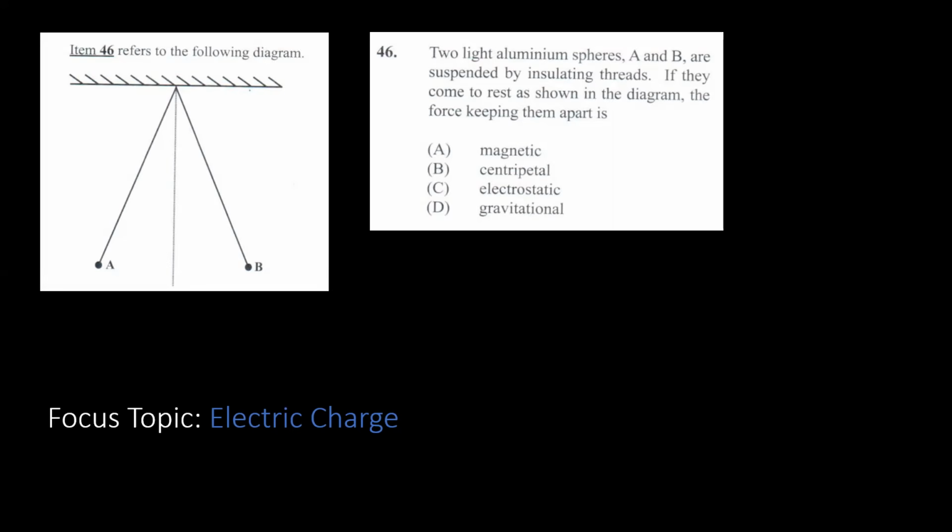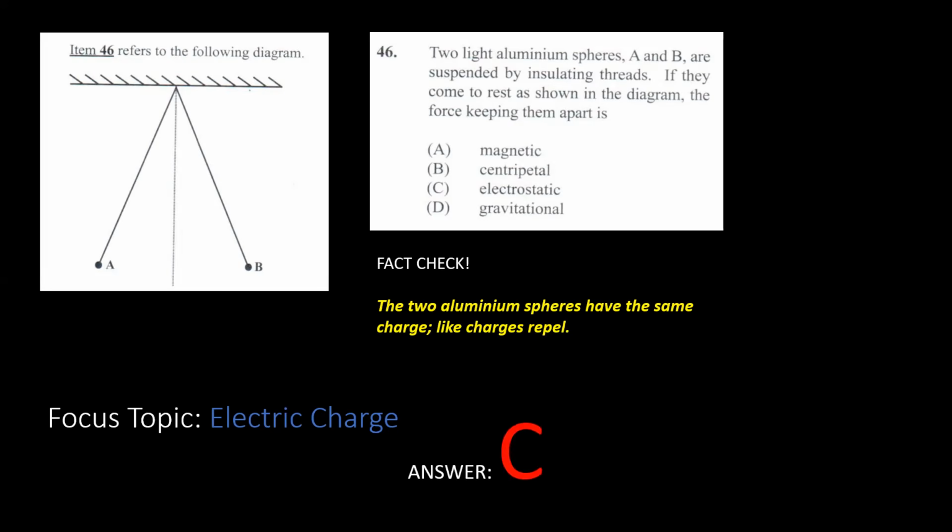Now, because of aluminum, both of these spheres will have the same charge, which means that they are going to repel each other. And this is an example of electrostatic charge or electrostatic force. So the answer is C.